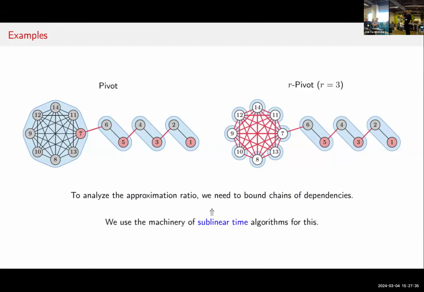And this is exactly what the machinery developed for sublinear algorithms does. There, we do it for time complexity. We want to explore a small neighborhood to see if a vertex is matched or not, if it's in an independent set or not. Here, you can use it to analyze the approximation ratio. Yeah, I don't have time to go through the details of how the analysis works.